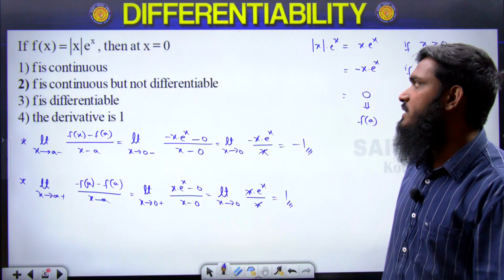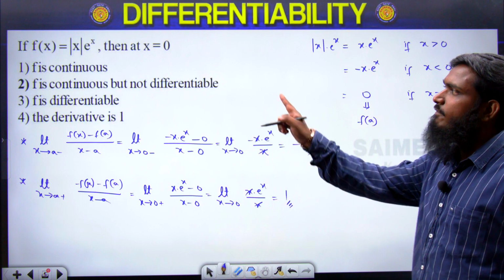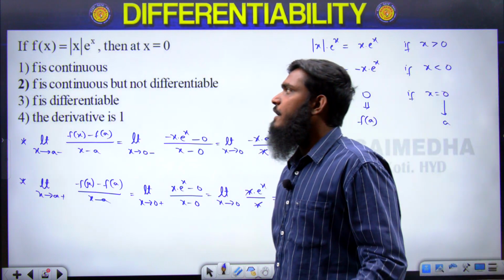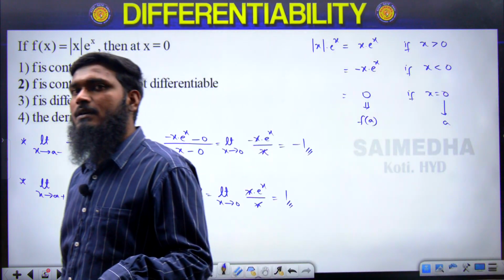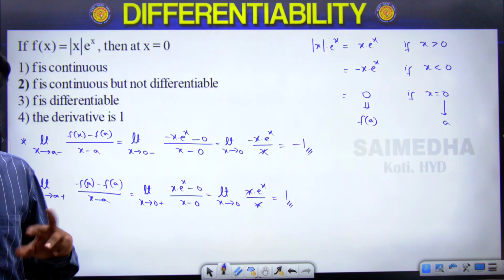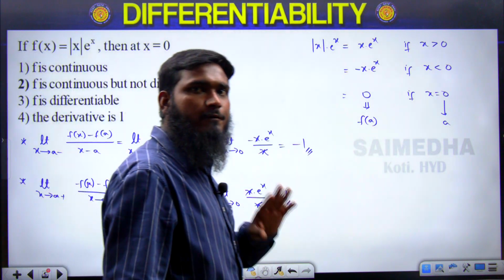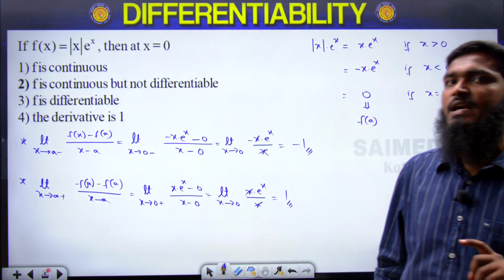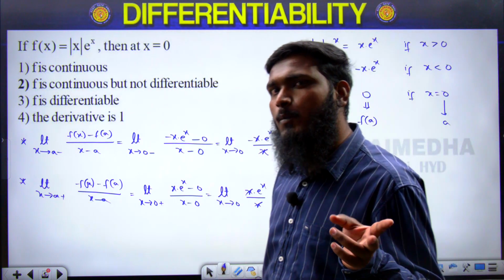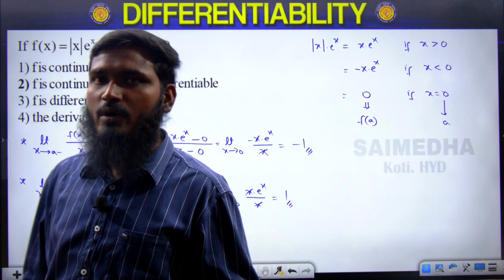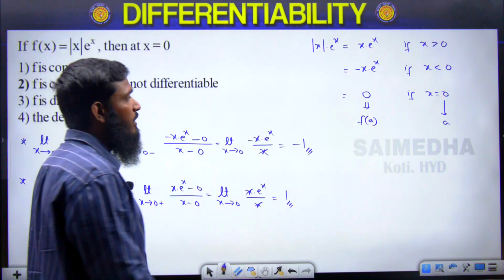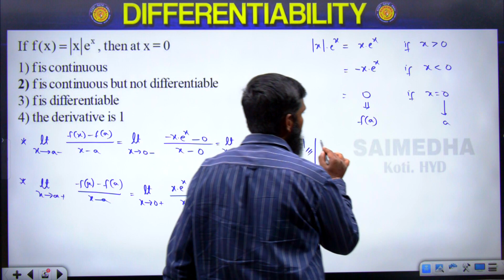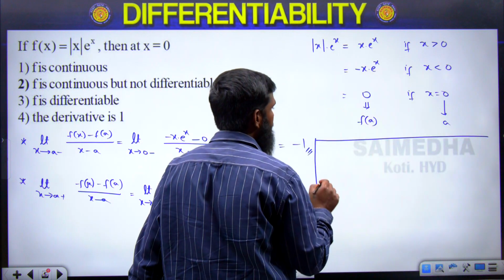The function is not differentiable. But in one of the options it is given that f of x is continuous but not differentiable, which means two conditions are given over here. So we have to check both conditions, the continuity condition as well as the differentiability condition. If we go for both conditions, it becomes somewhat lengthy over here. So we have one trick, one shortcut. What is that shortcut? Listen here carefully.